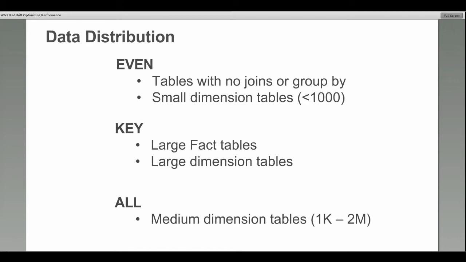And distribution all is the distribution style where a copy of the table is kept on each node. You want to use this for medium dimension tables, so 1,000 rows to about 2 million rows. And these are rules of thumb. You can implement these, run some tests, and see how they're working out for you.